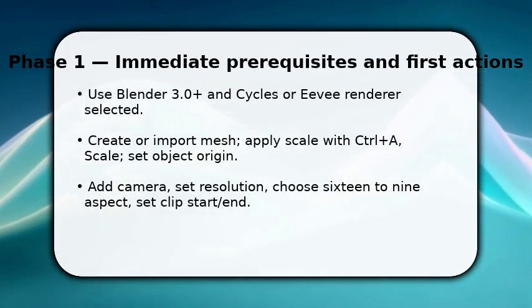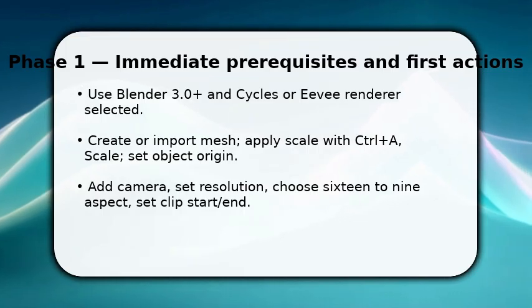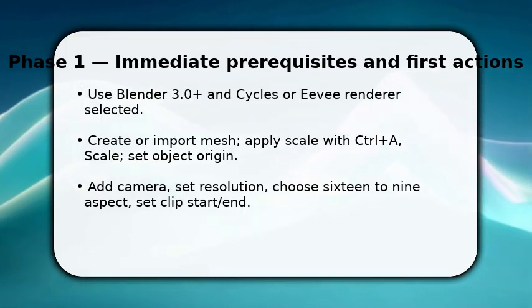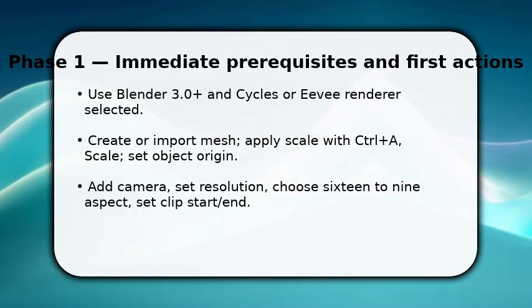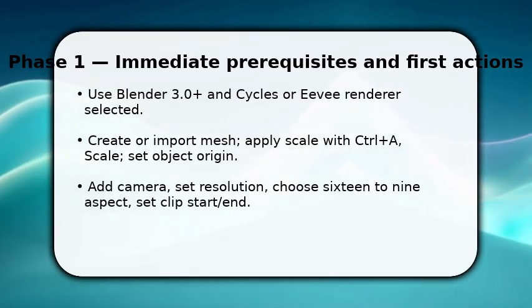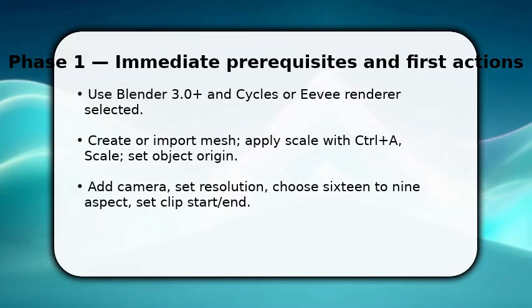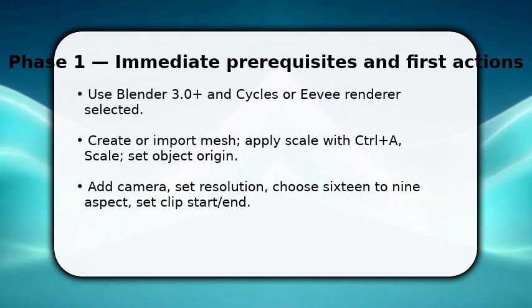Make a clean mesh, apply transforms with Ctrl+A, and place the camera with a 16:9 frame in mind. Once done, set clip start and end to avoid clipping and to control scan depth. This prevents artifacts and ensures your scan interacts correctly with geometry.